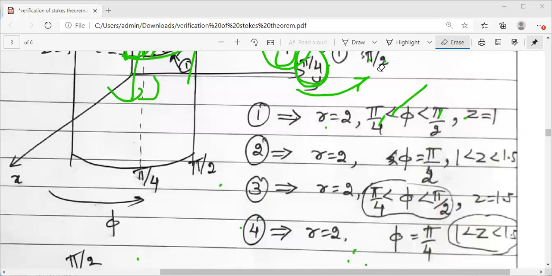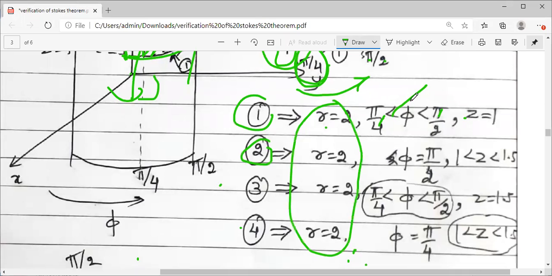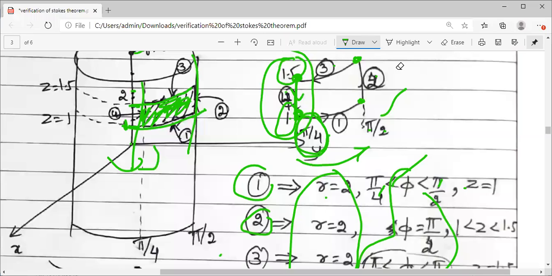Hope you understood this. Why I have written all these path ranges is because when we go for LHS calculations, these ranges will help us. Directly we can take from this. For paths 1, 2, 3, 4, I have written all R's the same. The phi angle will change according to which path you are considering.